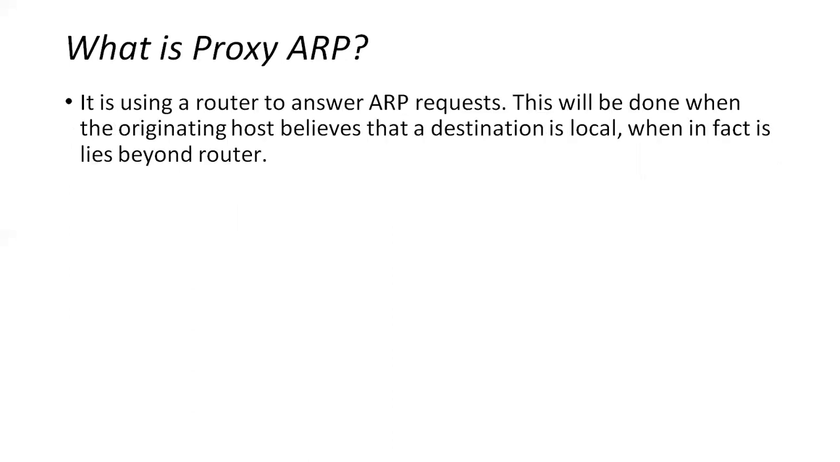What is proxy ARP? It is used as a router to answer ARP request. ARP means Address Resolution Protocol. This will be done when the originating host believes that a destination is local when in fact it lies beyond a router.